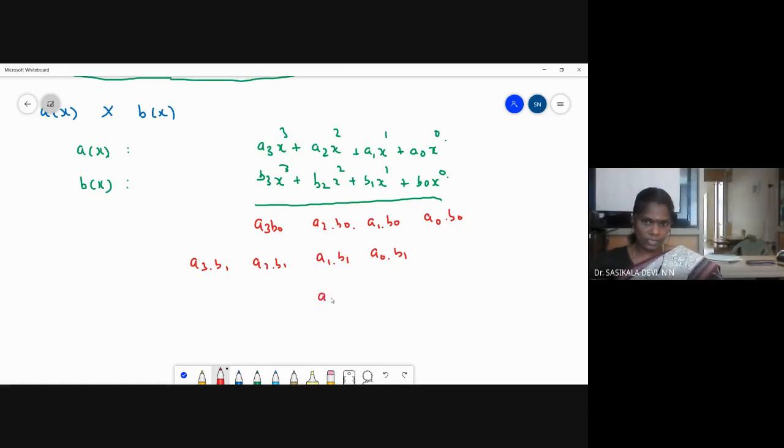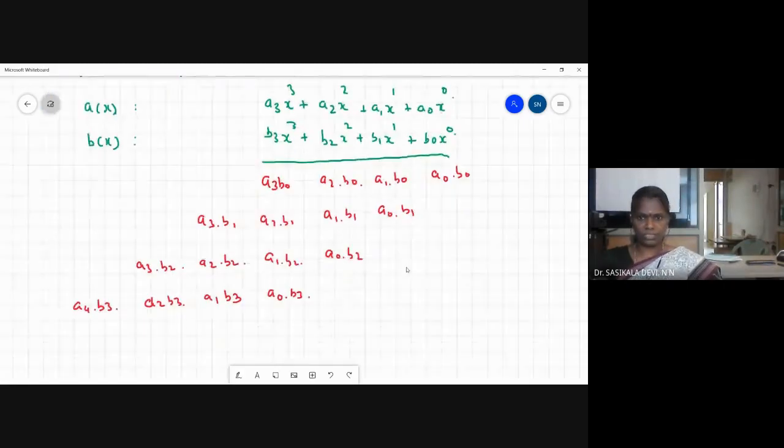So a0 into b0. Actually this is a0 into b2, a1 into b2, a2 into b2 and a3 into b2. Finally the x power 3 coefficient is to be multiplied with this, so this will be a0 into b3, a1 into b3, a2 into b3 and a3 into b3. So just a multiplication.